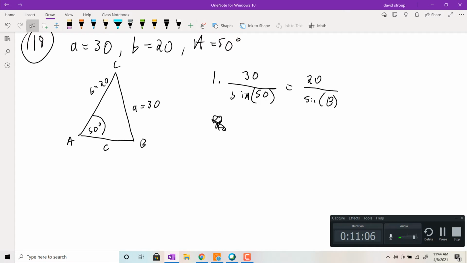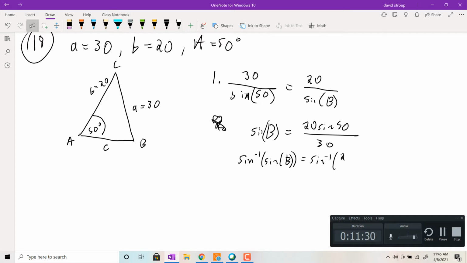But anyways, solving this thing, so basically multiply both sides by sine of b, and then multiply both sides by the reciprocal of 30 over sine 50. You get 20 sine 50 all over 30. Okay, and then take sine inverse on both sides to get rid of the sine in front of the sine of b. Okay, now the sine inverse of 20 sine 50 all over 30. So this will be b equals whatever this thing is. Again, make sure you're in degrees.